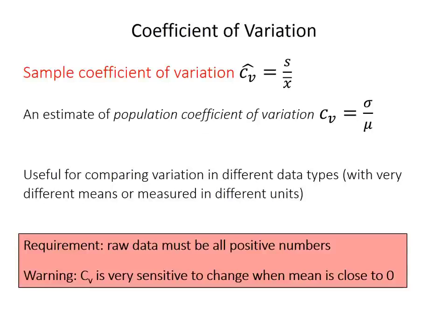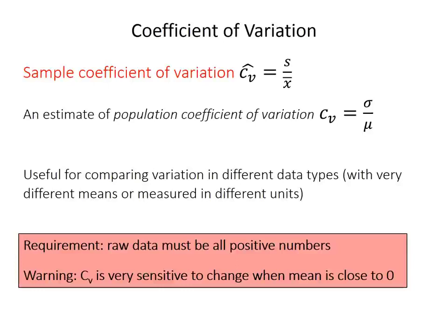And you also should be warned that the calculated number is going to be quite sensitive to changes in the data if the mean is close to 0. Because we're dividing by the sample mean, if that's a very small number, small changes, if the mean goes from 0.001 to 0.002, your coefficient of variation will change a lot, even for very tiny differences in the mean.